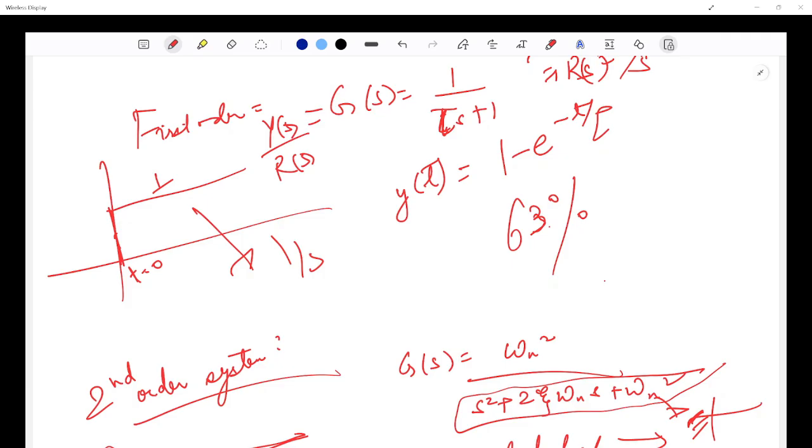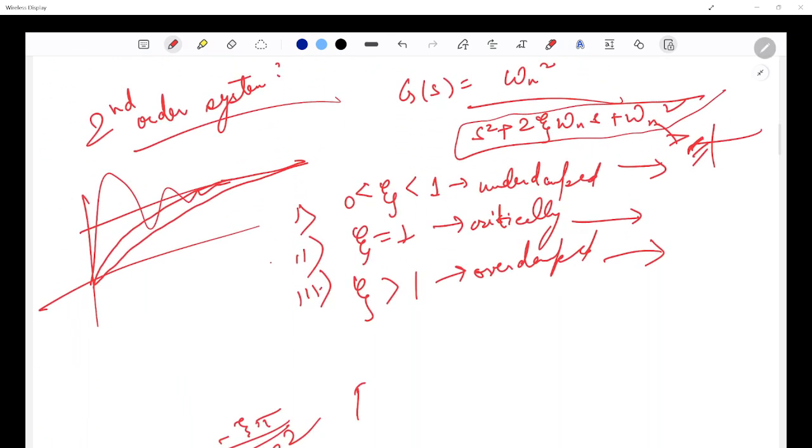Now about the PID controller also, I made clear that there is a proportional controller which is responsible for reducing the error and for fast response.